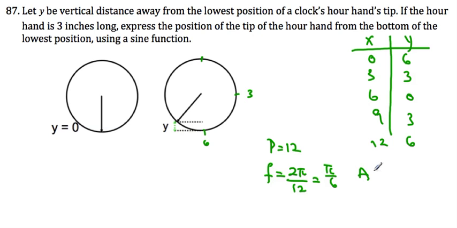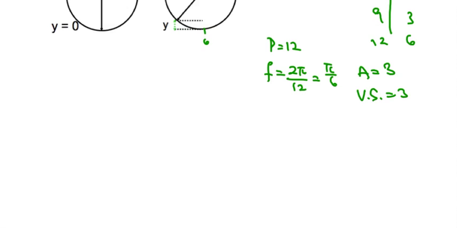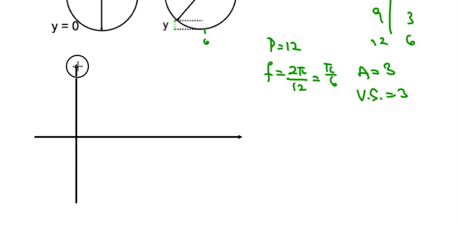How about the amplitude? Since my value goes as high as 6 and as low as 0, then our amplitude will be half of that, which will be 3. Now, that means our vertical shift can easily be detected as 3 also. If you had to sketch this one, it would have been something like this. Here we start from the top. Okay, the last portion is a little bit off.